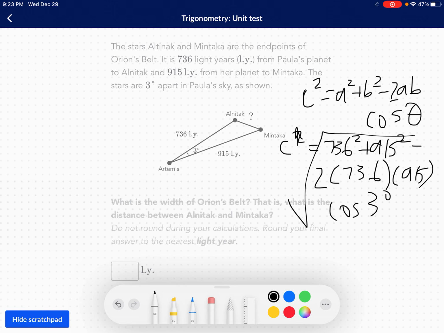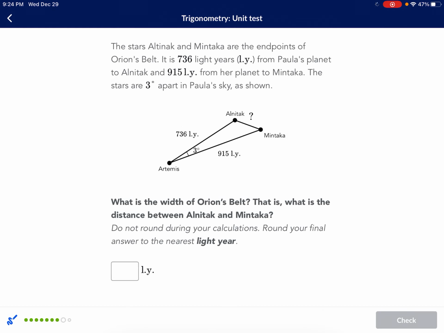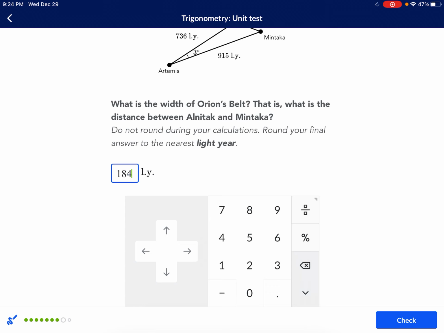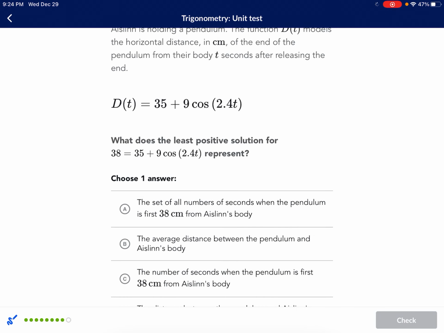Okay, so square root, and I am in degree mode. Square root of 736 squared plus 915 squared minus 2 times 736 times 915 cosine 3 degrees. That is 184. Should be 184.